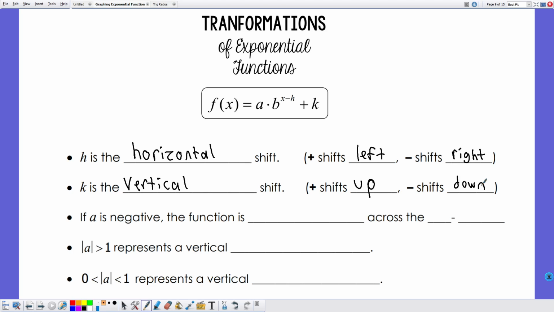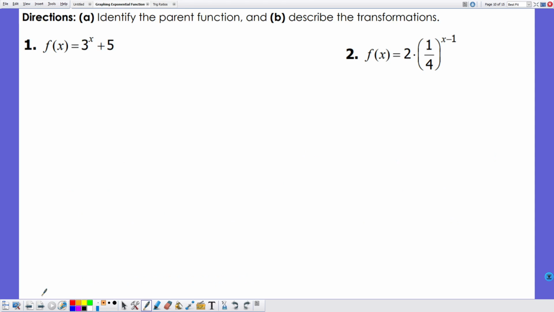If a is negative, we're still reflecting across the x-axis, so nothing new there. If the absolute value of a is greater than 1, we're stretching the graph, and if it's between 0 and 1, we're compressing. So all the same rules apply. But we'll get into how this works exactly in a bit. Let's just go over some simple problems right now.